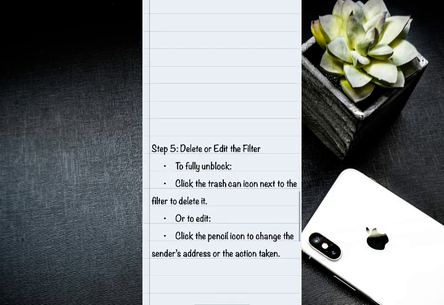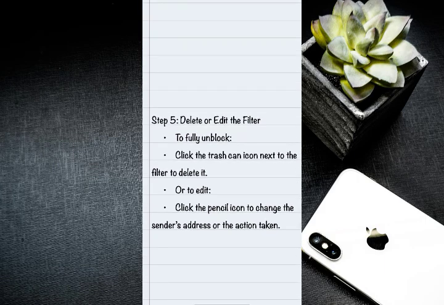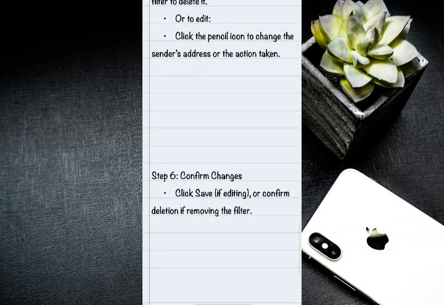Then after that, you have to fully unblock. So click on the trash can icon next to the filter to delete it, or edit it. Click the pencil icon to change the sender's address or the action taken. Then after that, you have to click on save if editing, or confirm deletion if removing the filter.